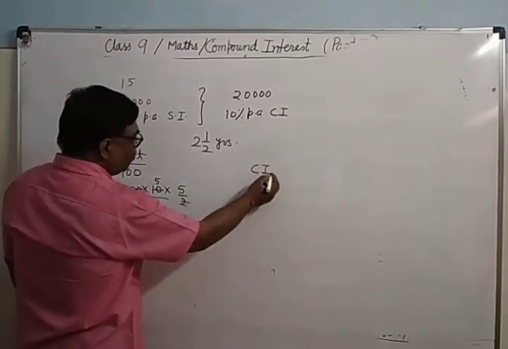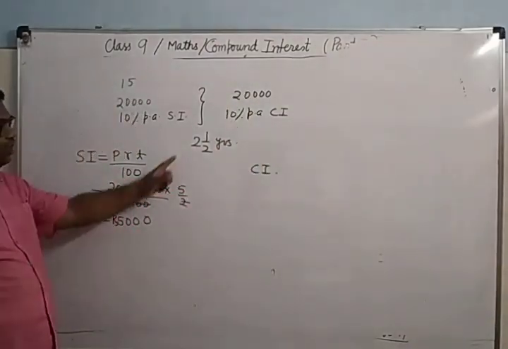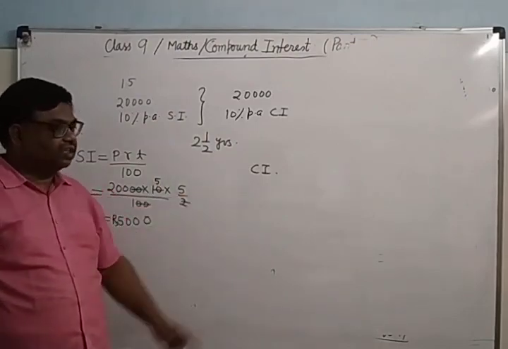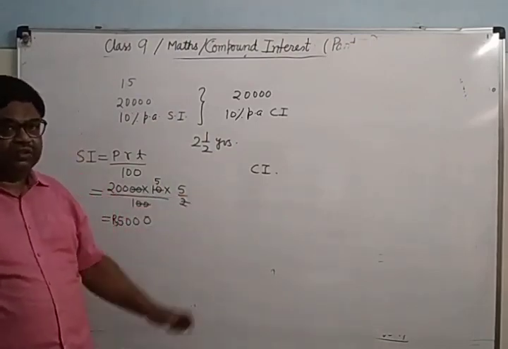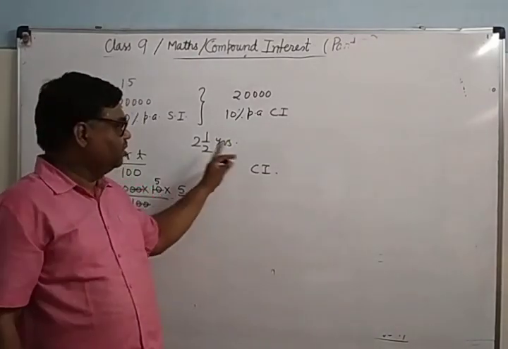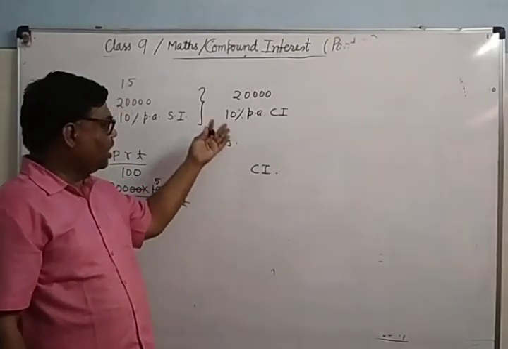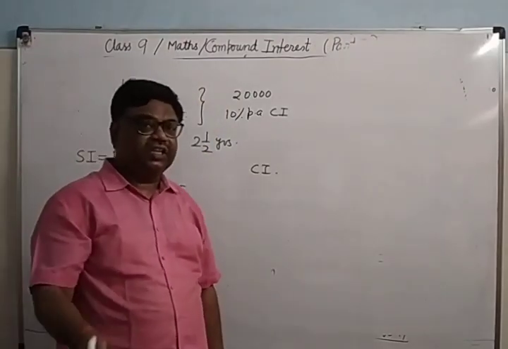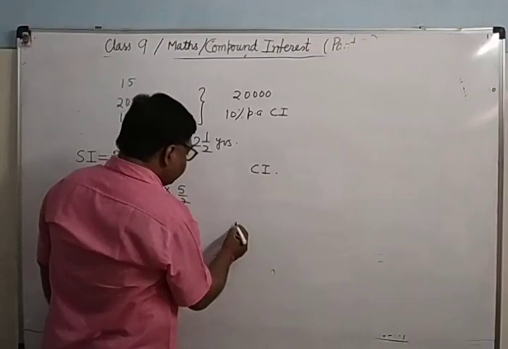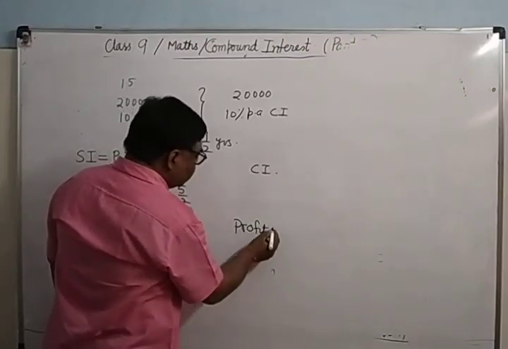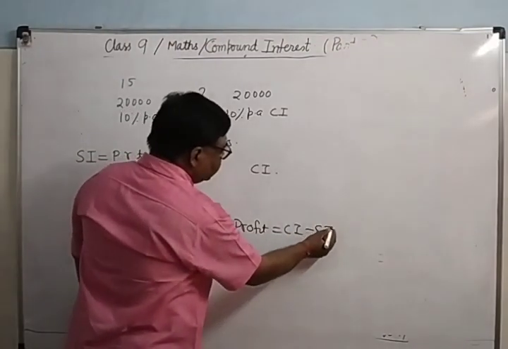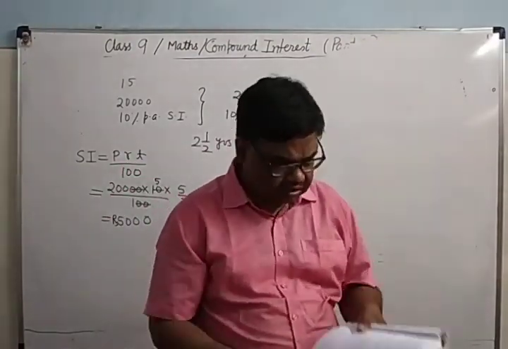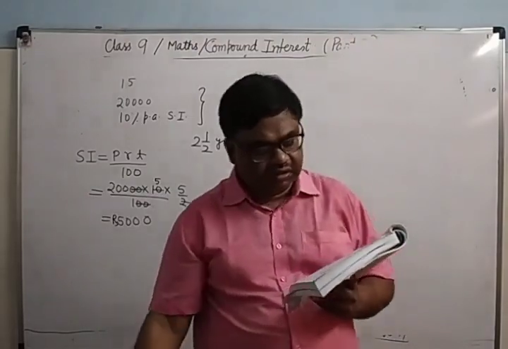CI we will calculate as we have calculated in the previous question for 2.5 years. It's clear. First you will calculate A3, and then A3 minus the original sum will be the CI. So what will be the profit? CI minus SI. That I am not doing, just explaining. Profit will be CI minus SI. It's clear.